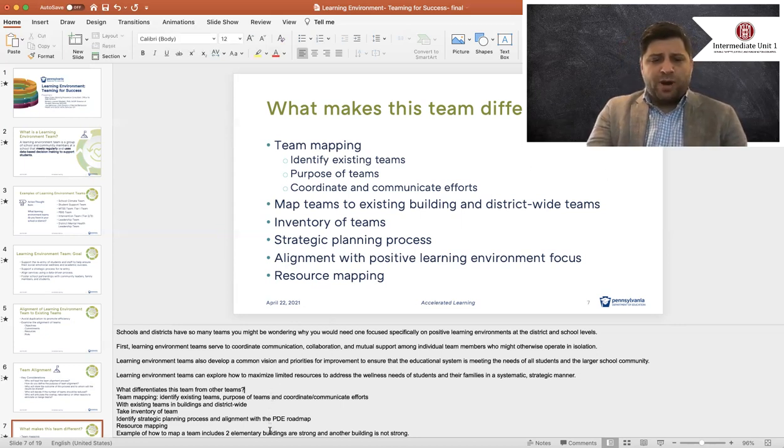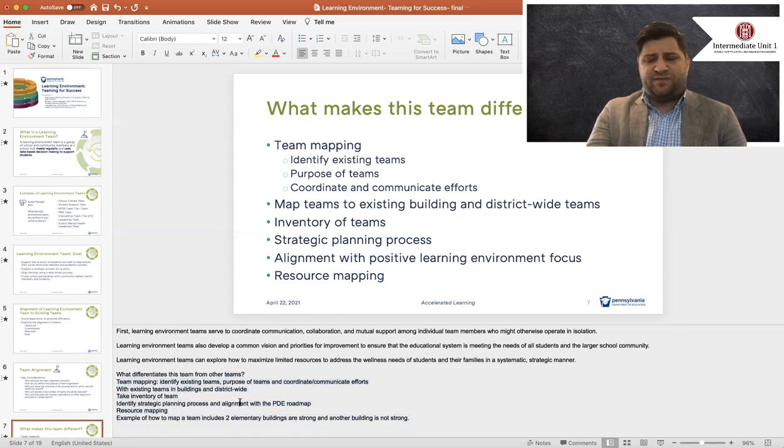So we really recommend starting this process, to see what differentiates this team from other teams, with a process of team mapping. When we talk about team mapping, we're recommending that the school or the district at large identify existing teams that are already in place, look at the purpose of those teams, and communicate and coordinate the efforts of those teams.